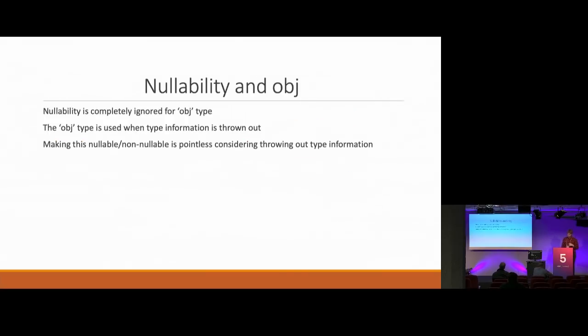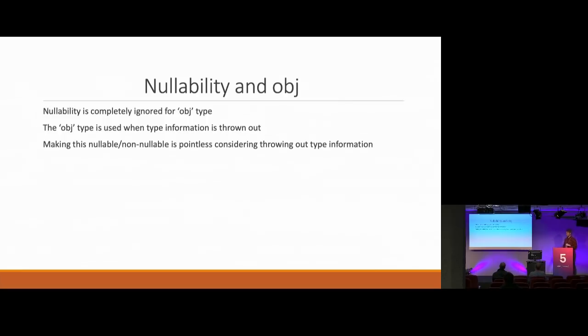So another interesting one is the OBJ type. We actually decided we're going to just ignore nullability for it altogether. And the reason is because whenever you get an OBJ in F#, you've thrown out just all type information anyways. It's just the most basic thing that you can have.